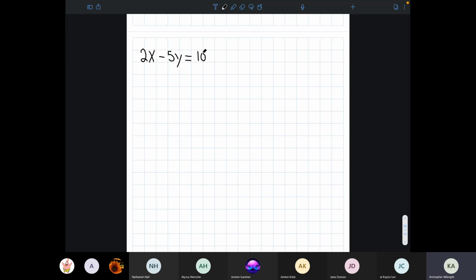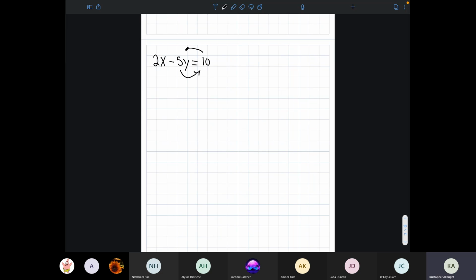So to get it in slope-intercept form, we need y by itself. So I'm going to move my y over here, and I'm going to move my 10 over here. So I'm going to add my 5y. So I'm going to have 5y over here, and I'm going to subtract my 10. So now we have almost slope-intercept form. We have to get it completely by itself. So 2/5 x minus 2 equals y. Now we have slope-intercept form. And we have our slope. So I'm going to write my slope up here.